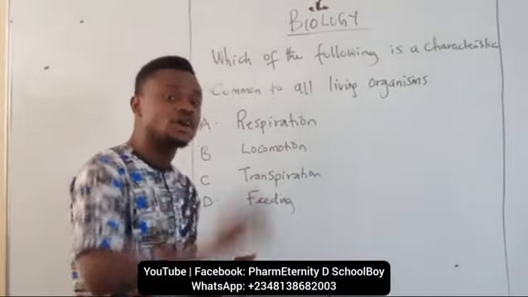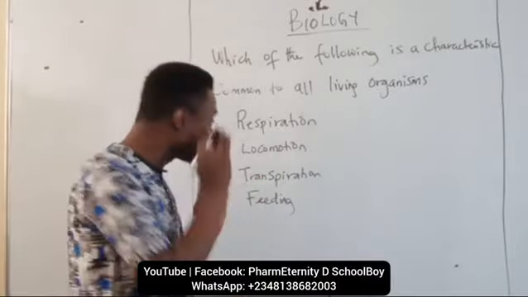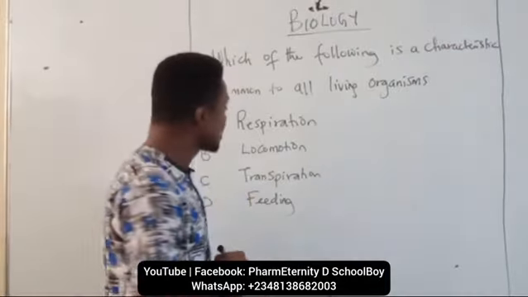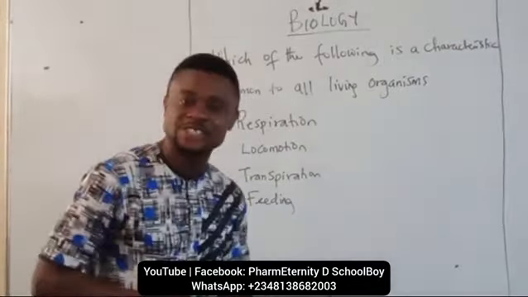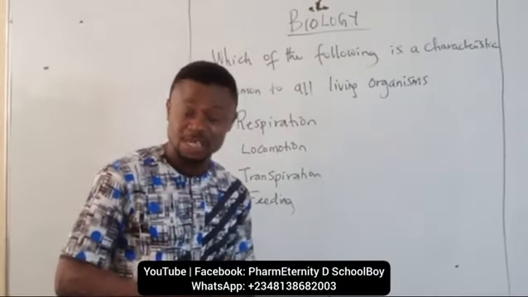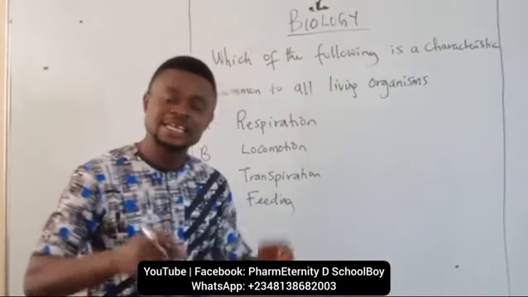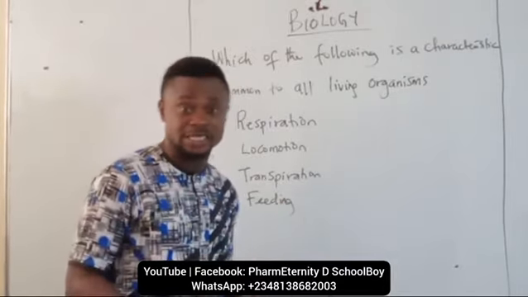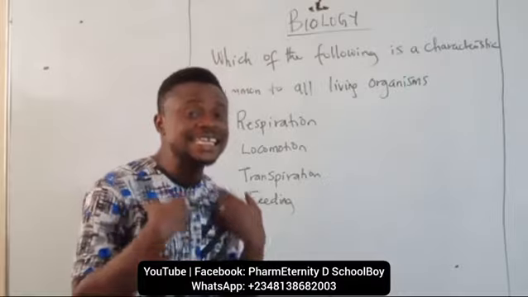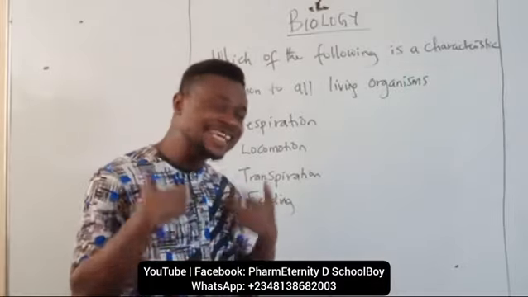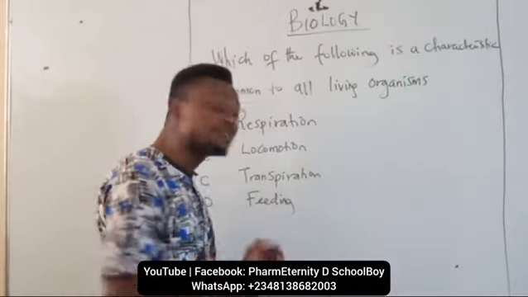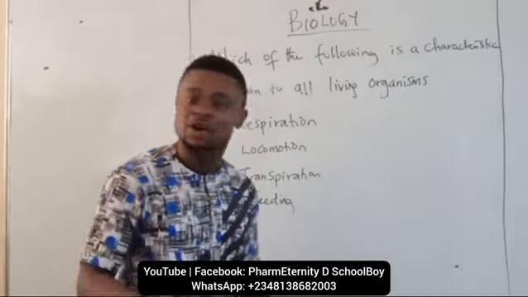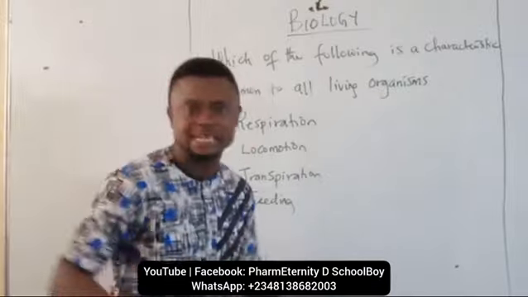What it means is that all living organisms must possess this characteristic. Let us take a look at the options. Option A, respiration. What is respiration? Respiration is basically the process by which nutrients are broken down in the body of a living organism to release energy. It is this energy that is released that is used by the cells of the organism to drive other activities in the organism, be it plants, be it animal.